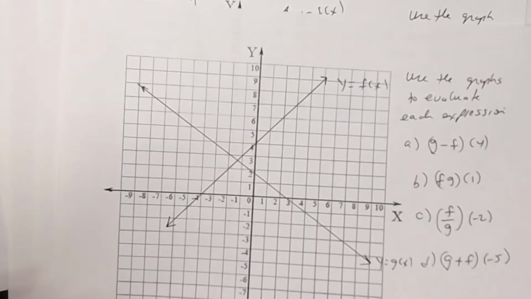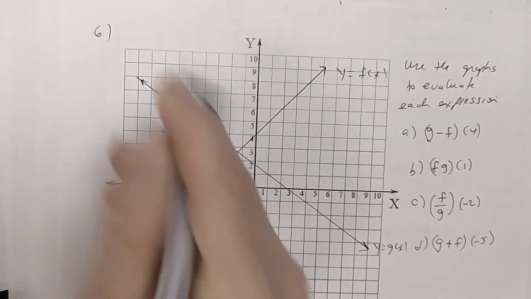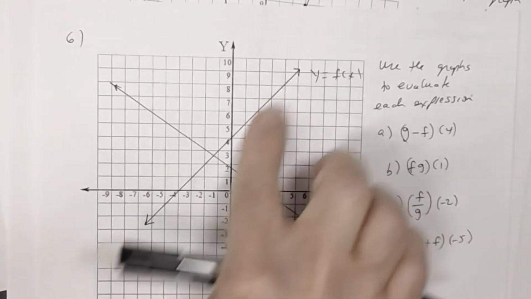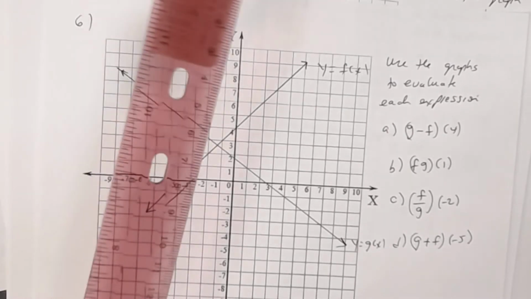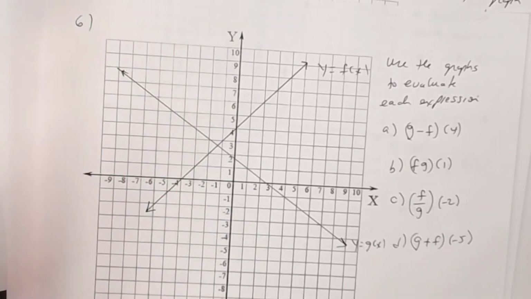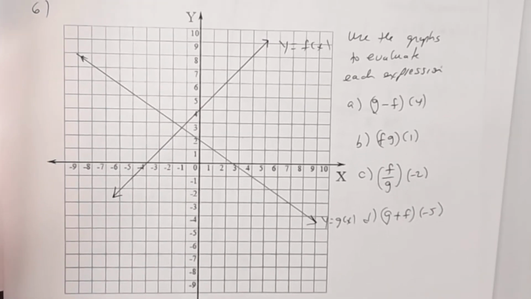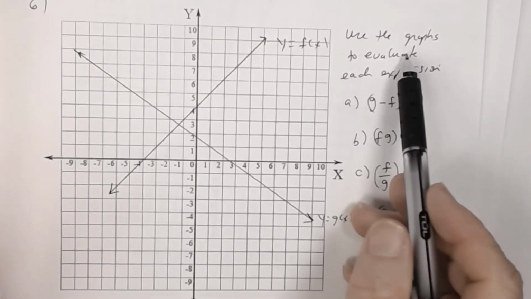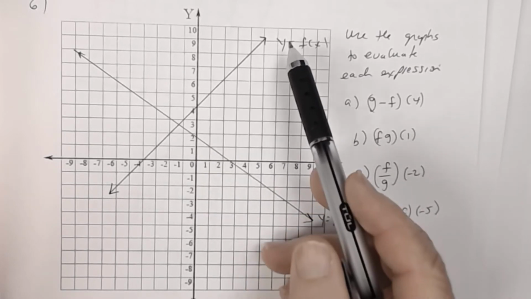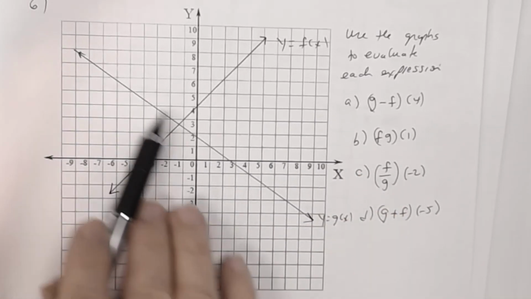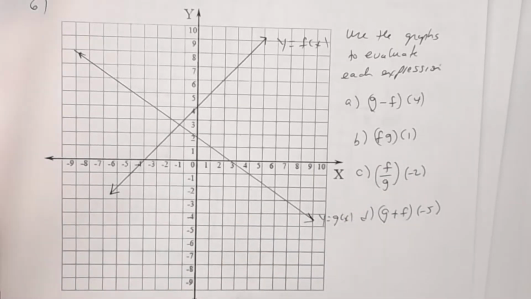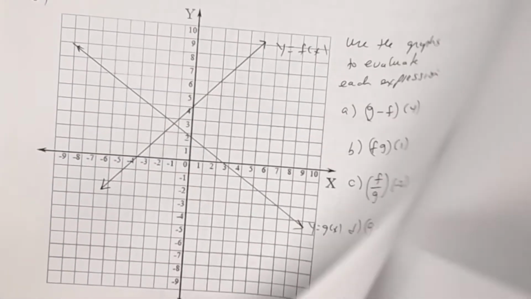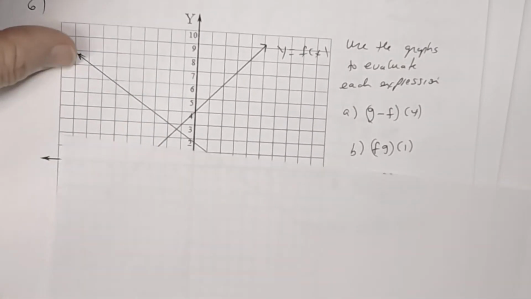This time this could be number 6, and notice you have these two linear functions. You're going to need your ruler to help you locate where those points are. If you need to, go ahead and use that. Now the direction says use these graphs. So here's the function f of x, here's the function g of x, to evaluate each of these expressions. I'm going to use a separate sheet of paper so I can have that right here in front of me.